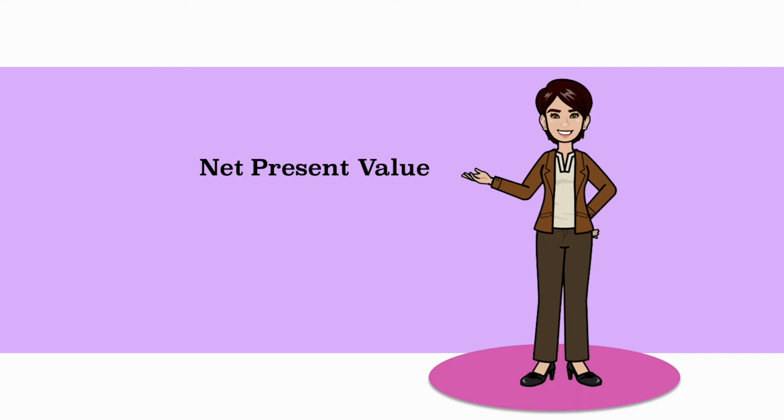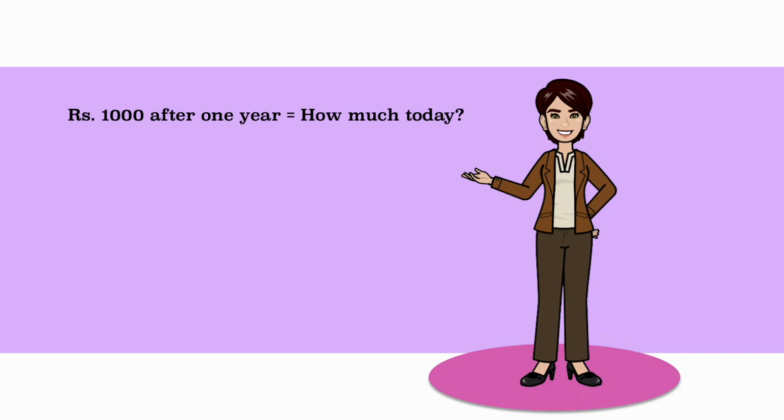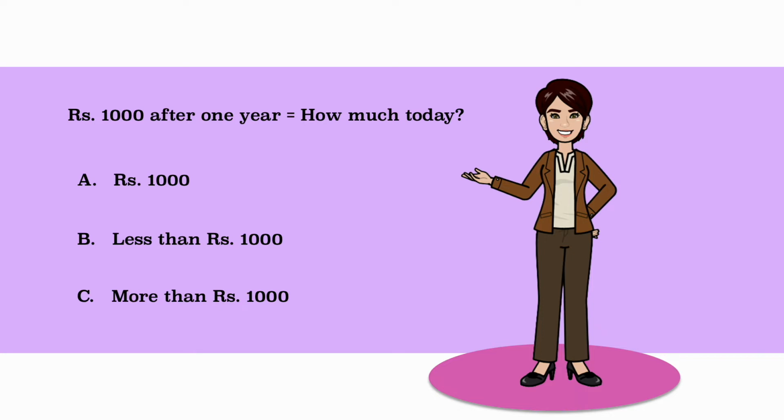To understand how this amount is calculated, we must understand the term present value. Say you are to receive 1000 rupees after 1 year. You can choose not to wait and receive the money today itself. Which of these would be a likely scenario? A. Would you get the entire 1000 rupees? Or B. Would you get an amount lower than 1000? Or C. Would you get an amount higher than 1000 rupees?